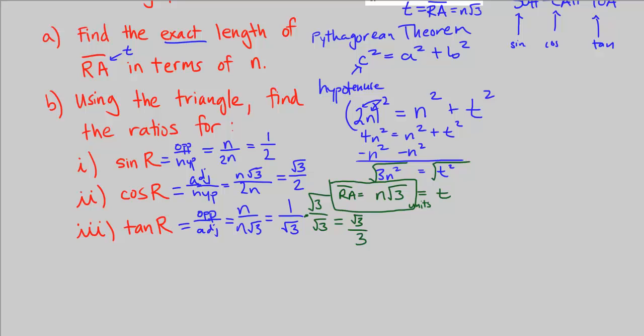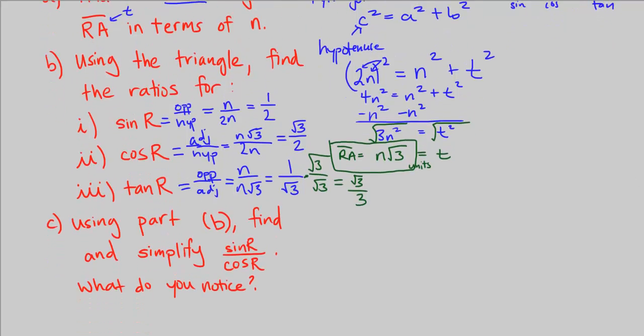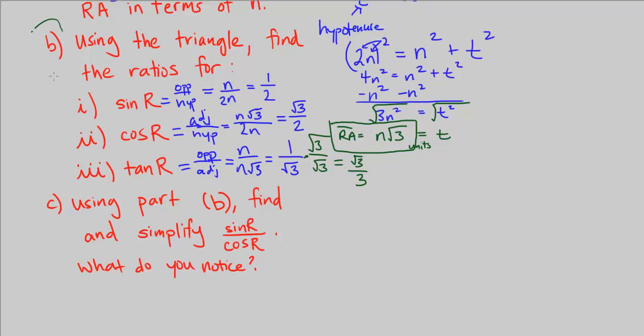Okay, so finally let's do part C. Using part B, we just did that up here. Find and simplify sine divided by cosine of R. What do you notice? So let's go ahead and do that first. Sine of angle R divided by cosine of angle R. Well, sine of R we did, and that was 1/2, divided by cosine of angle R we did, and that was square root of 3 over 2.